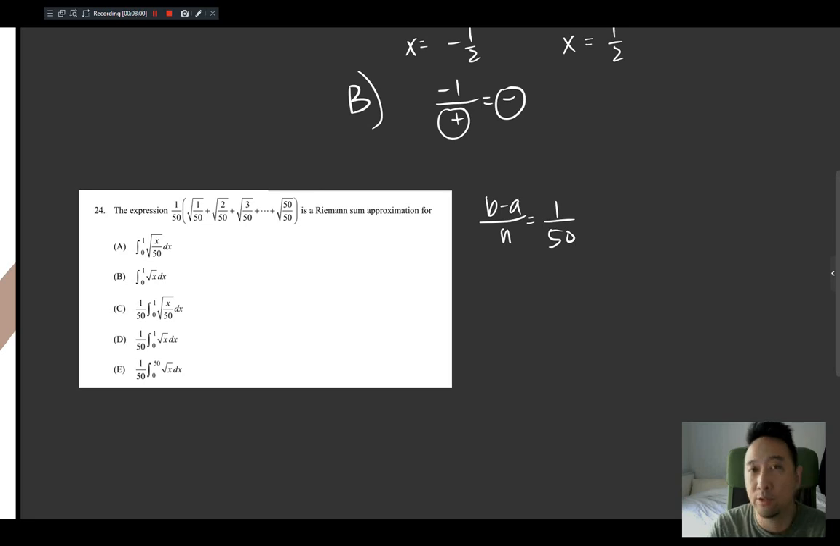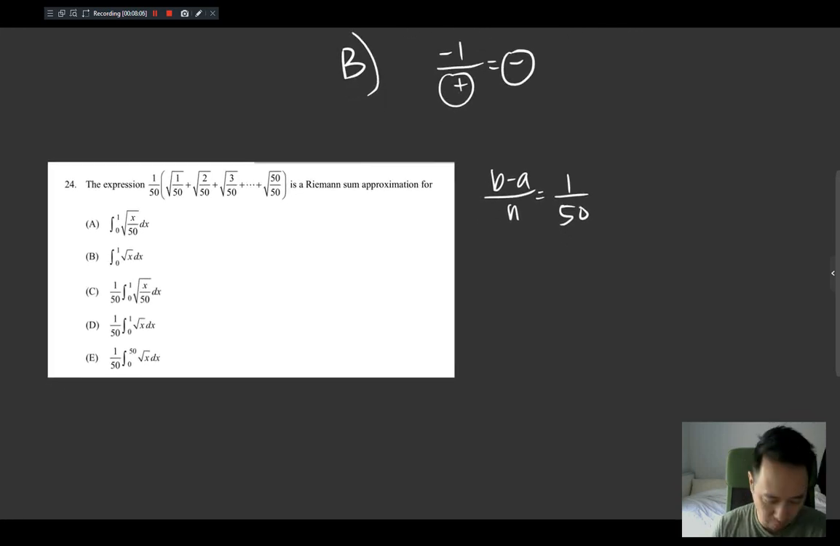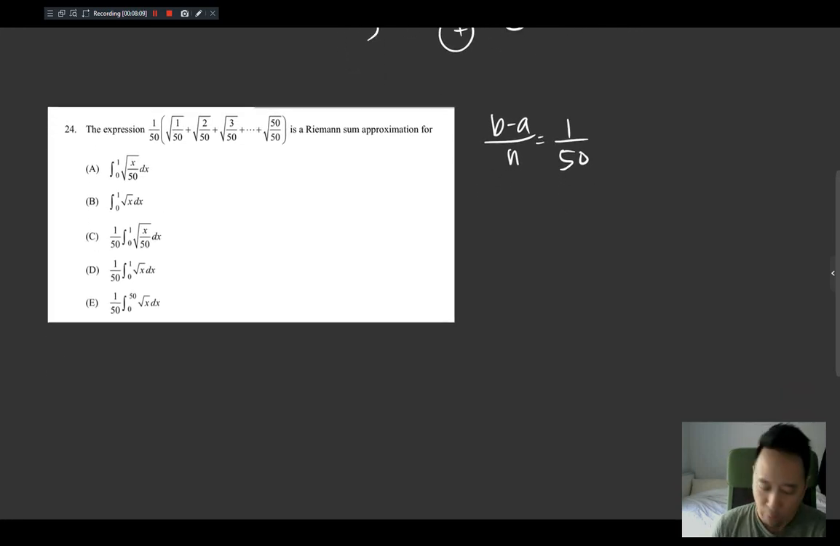Okay, moving on to number 24. Here we go, and I already set up the, let me move this screen a little bit over. So the term in the front right here, 1/50, that's my b minus a divided by n. So we get 1/50. So essentially b minus a is going to be 1. The difference between the lower limit and upper limit is going to be 1.